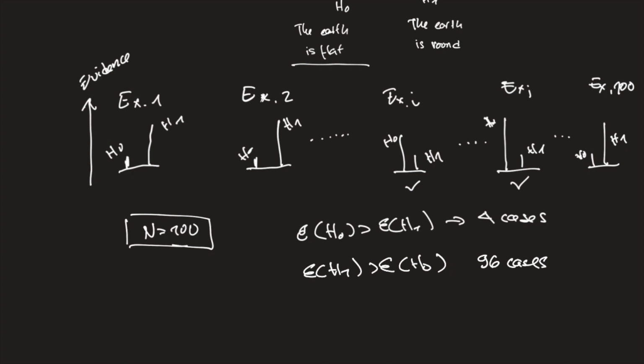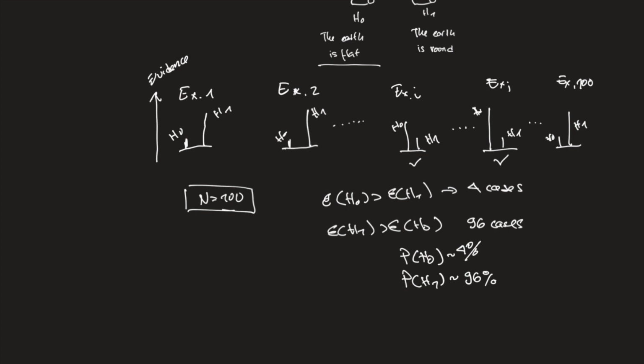So it means that if we continue to run this series of experiments, we are getting a probability of 4% that the data indicates that the null hypothesis is true, and we are going to have a probability of 96% of the data indicating that, in fact, the Earth is rounded. Okay? So where does the p-value come into place?